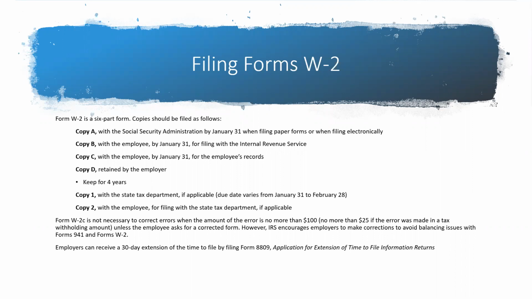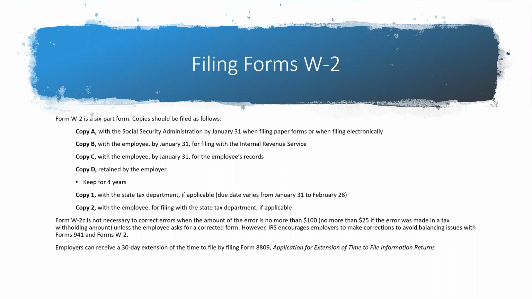Form W-2C, which we'll talk about more later on, but for now, it's the corrected version of a Form W-2. And it's not necessary to file a Form W-2C to correct errors when the amount of the error is no more than $100, or no more than $25 if the error was made in a tax withholding amount, unless the employee asks for a corrected form. So the employee knows there's an error, even if it's less than $100, and the IRS says you don't have to do a corrected form. If the employee requests it, you do have to make corrections.